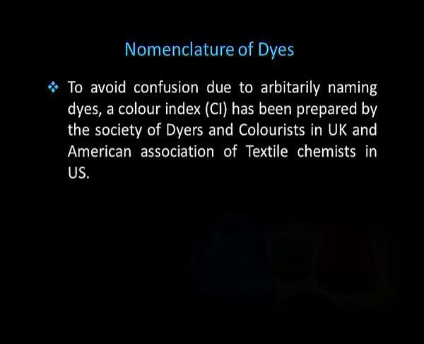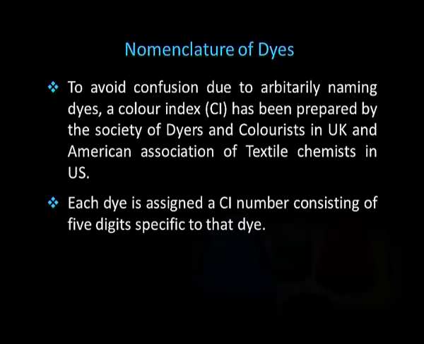We have so far discussed the nomenclature of dyes depending upon the shades or colors they produce, or depending upon the intensity of color they have. Now, to avoid this confusion due to arbitrarily naming dyes, a color index has been prepared by the Society of Dyers and Colourists in the UK and the American Association of Textile Chemists and Colorists in the United States. Each dye is assigned a CI number, which is actually the color index, consisting of 5 digits specific to that dye.